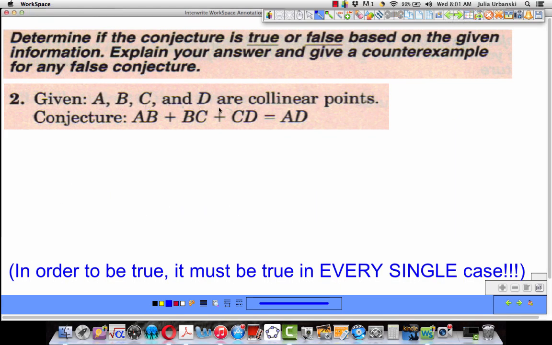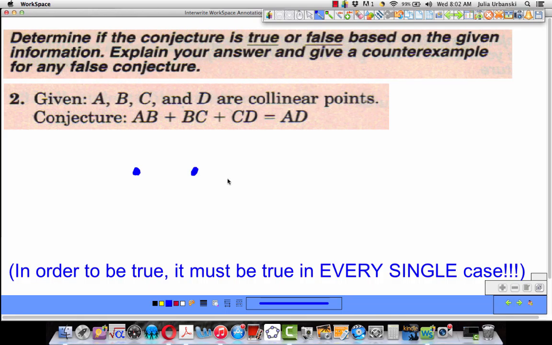Given that A, B, C, and D are collinear points, meaning A, B, C, and D are all on the same straight line. The conjecture is that AB plus BC plus CD equals AD. So the question is, is that true 100% of the time? It seems like it would be.